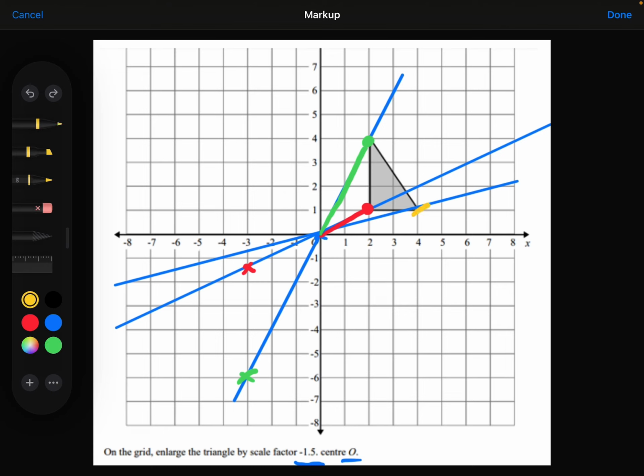And final corner, this corner here. At the moment, I can see that that is 4 squares across and 1 square up. I'll times that by 1.5, so it's now going to be 6 squares across and 1.5 squares down in the opposite direction. And now we can draw the rest of the triangle in.